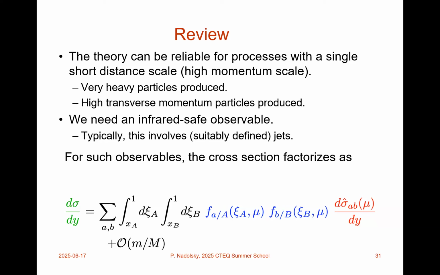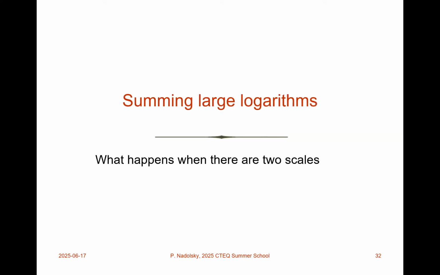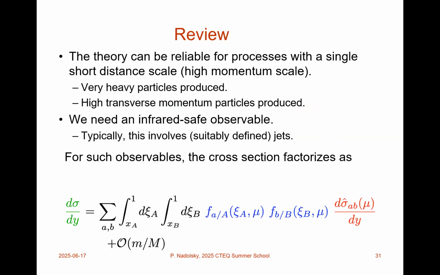So you have a hard cross section. Hard cross section must always be infrared safe, right? But when you calculate the full cross section, you need to combine this infrared safe hard cross section with the non-perturbative functions, right? And then the typical factorization formula for hadron-hadron collision looks like this. Okay, so you want to remember that. Any questions before we move on to large logarithms?